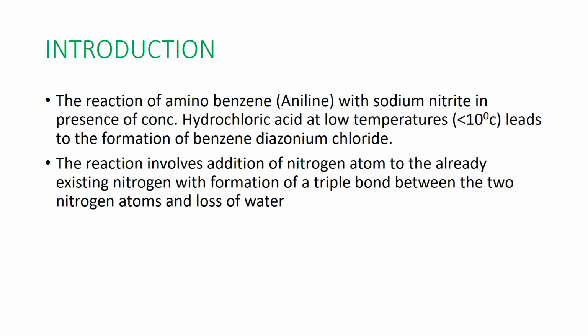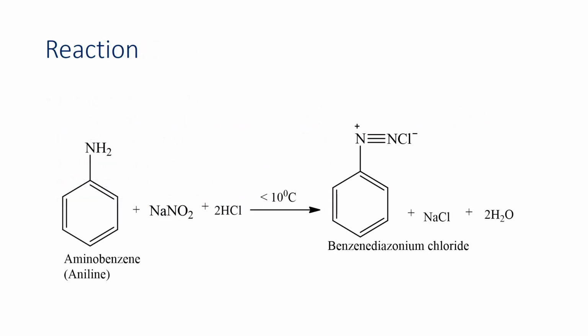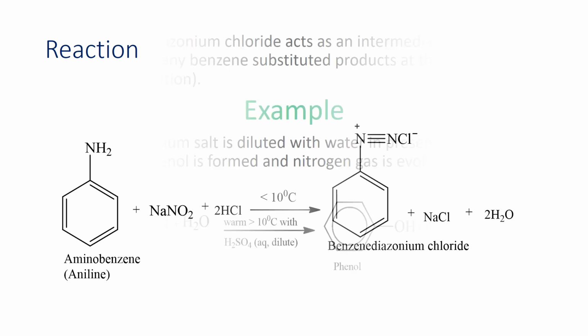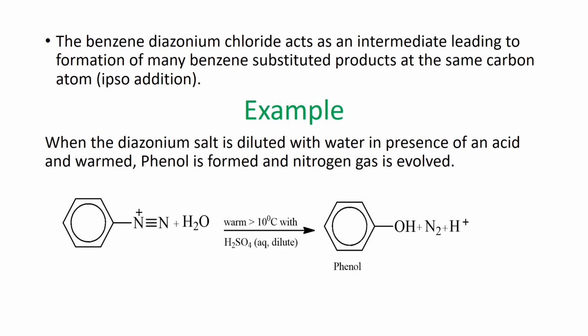In this reaction here, we have aminobenzene aniline, sodium nitrite with HCl, which should be concentrated, although it is not indicated here. So at a temperature below 10 degrees Celsius, we form benzene diazonium salt, sodium chloride, and water. This compound is known as benzene diazonium chloride. The benzene diazonium chloride acts as an intermediate, leading to the formation of many benzene substituted products at the same carbon atom, which was initially having the amino group, which we can call ipso addition.